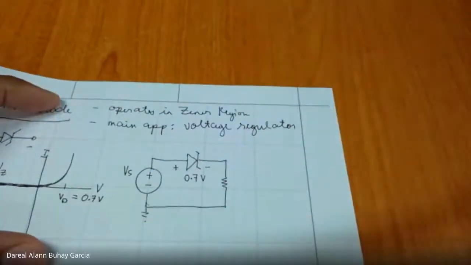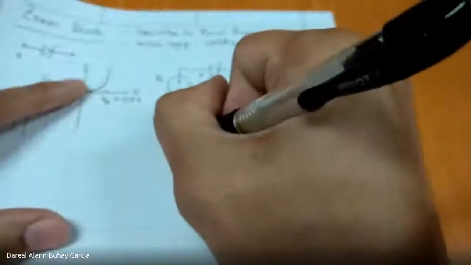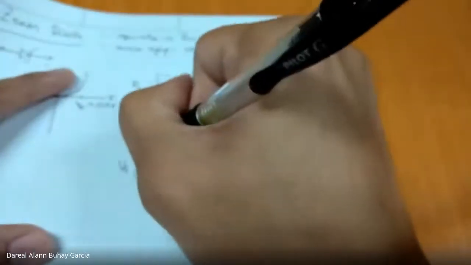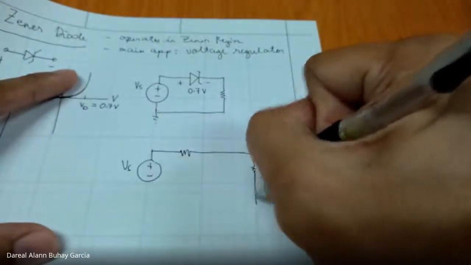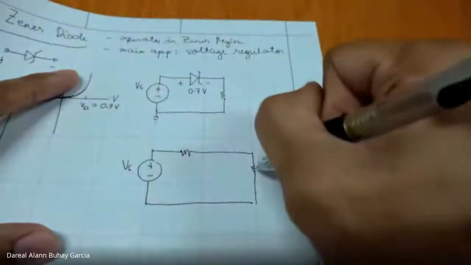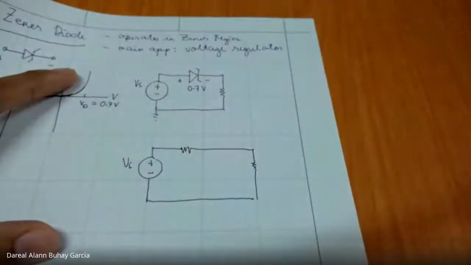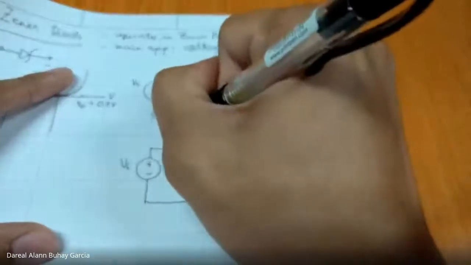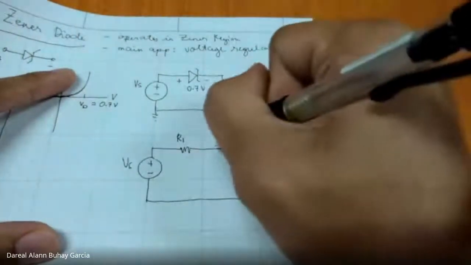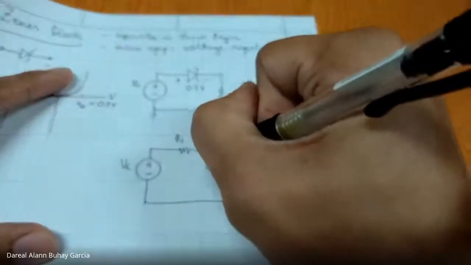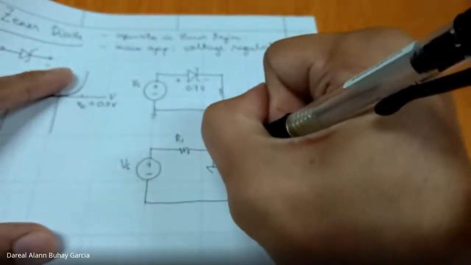Okay? Now, what do we mean when we say voltage regulator? Try to consider a regular diode. No? Balik ka sa atong kuan. Regular diode. So, this is a normal series circuit, voltage divider circuit, R1, R2. Example na atay regular junction diode dire.